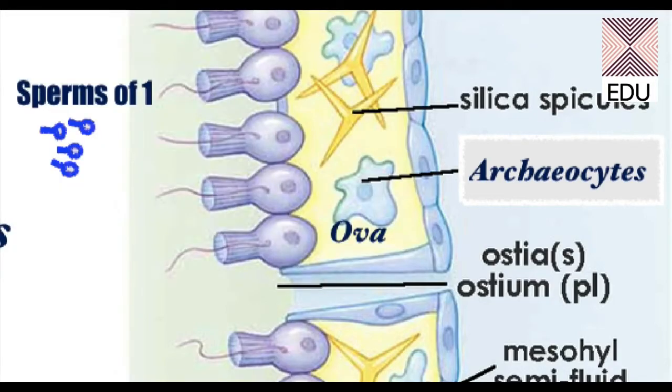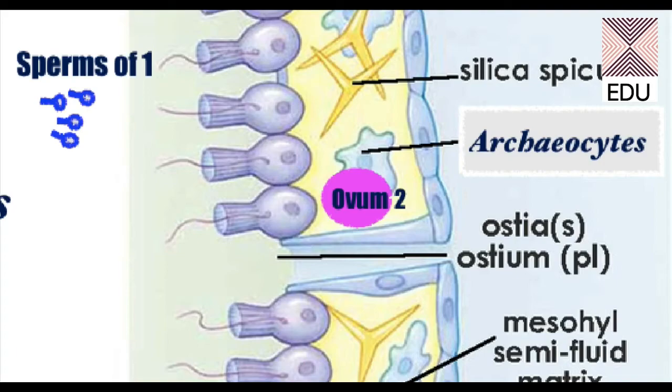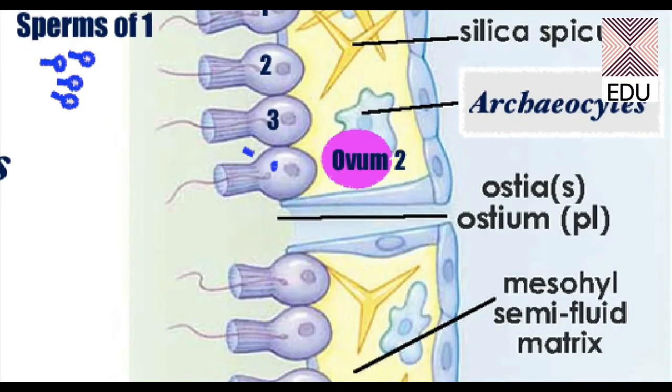Now the sperms of the first sponge have reached the choanocytes of sponge number 2, and this is the ovum of sponge 2. So this is the ovum of the second sponge. Now the sperms, through some chemotaxis, will enter that particular choanocyte which is very close to the ovum. So it is reaching choanocyte number 4 because it is very close to the ovum. Here the head of the sperm enters into the choanocyte, and the tail remains outside. So here you can see the head has entered choanocyte number 4.